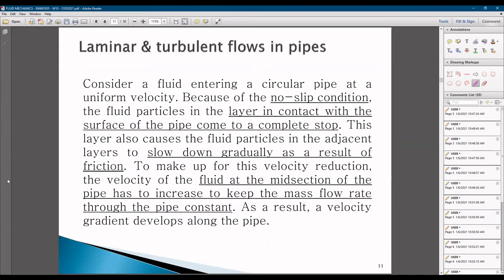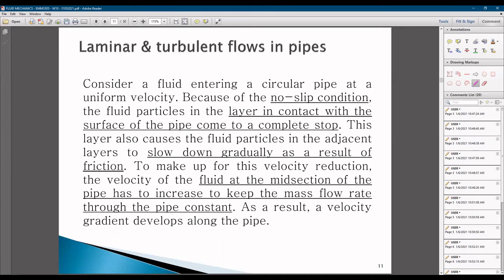Okay, consider a fluid entering a circular pipe at a uniform velocity. Because of the no-slip condition, the fluid particles in the layer in contact with the surface of the pipe come to a complete stop. This layer also causes the fluid particles in the adjacent layers to slow down gradually as a result of friction.